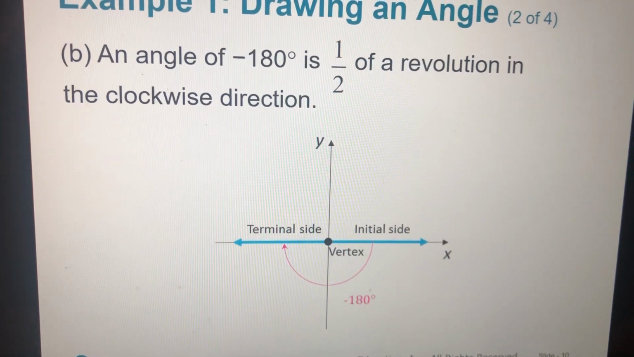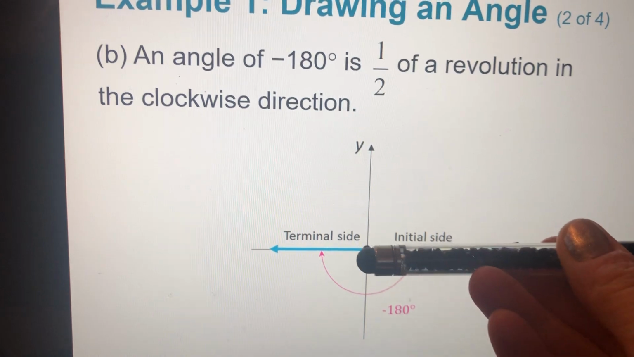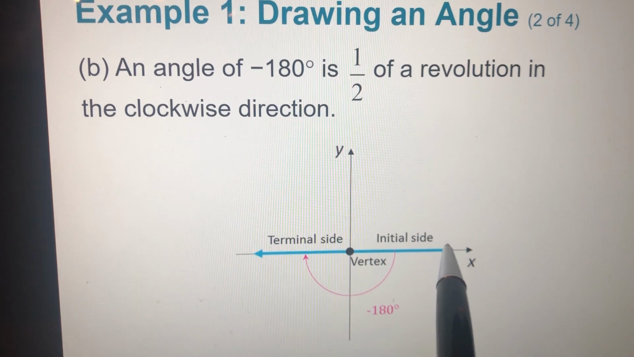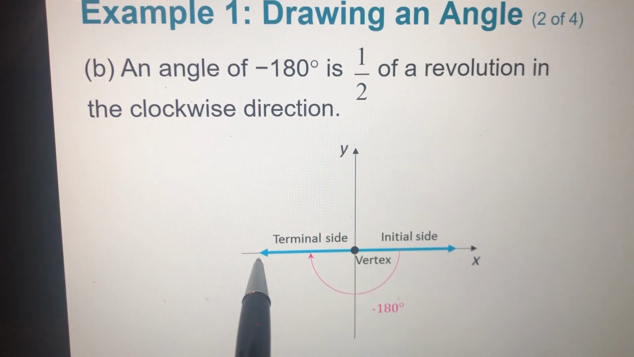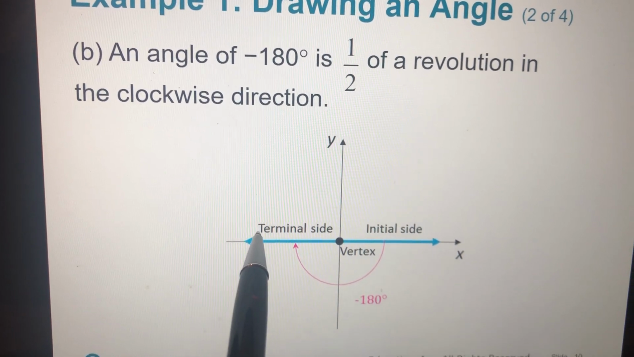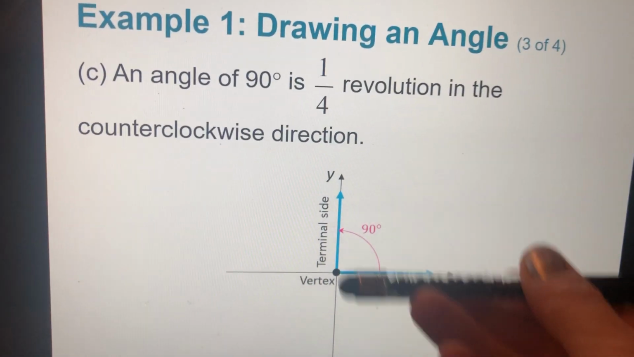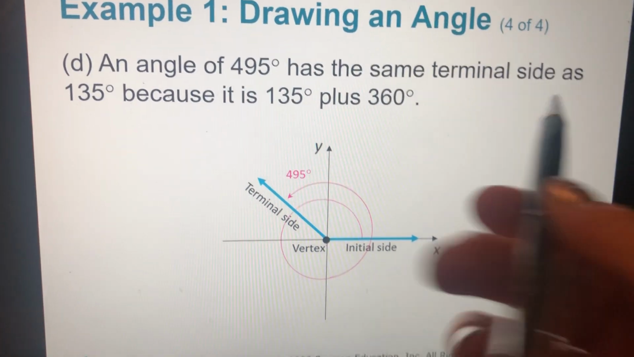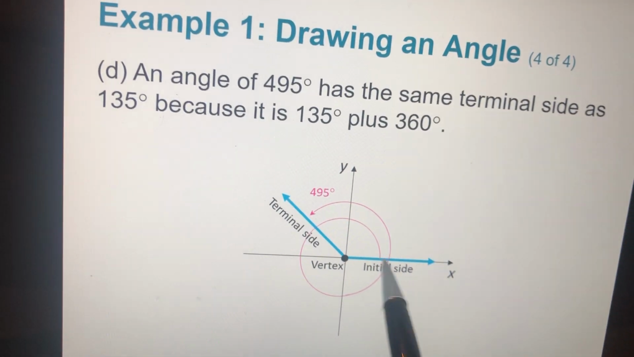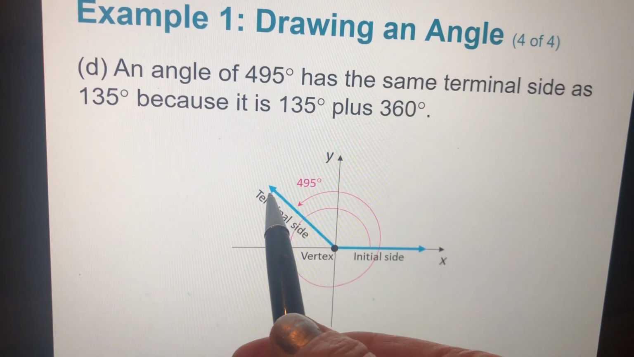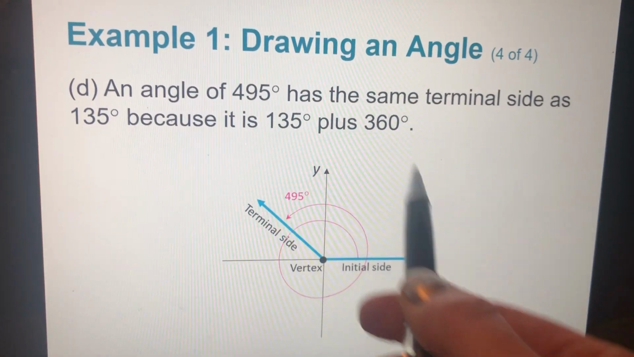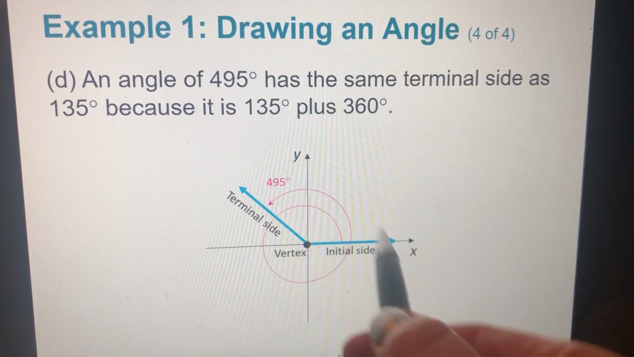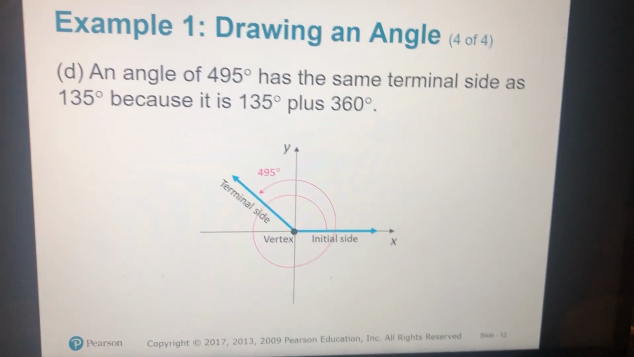Next one is negative 180. Negative 180 degrees means I would go this way 180 degrees and I would wind up right here. It happens to be the same as positive 180 degrees, because I could go this way and come to 180 degrees also, a straight line. What's next? 90 degrees, as we already talked about, would be right here. 495: if I went around 360 and then did another 135, I would end up here at 495 degrees. So think of it like a clock, and you're going to have to get to know where all the angle measures go. We're going to be doing that moving forward.